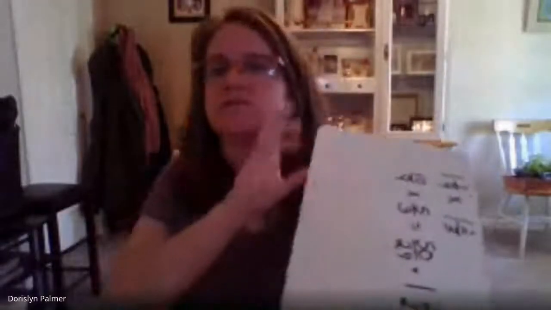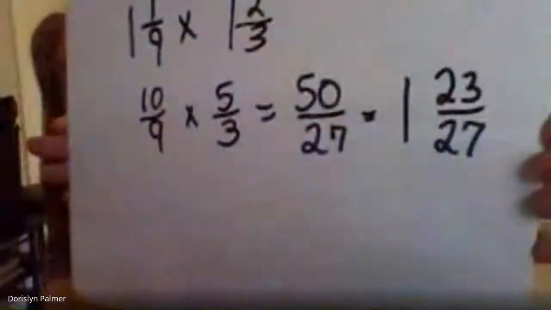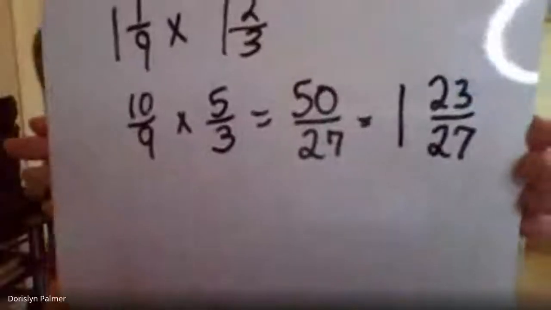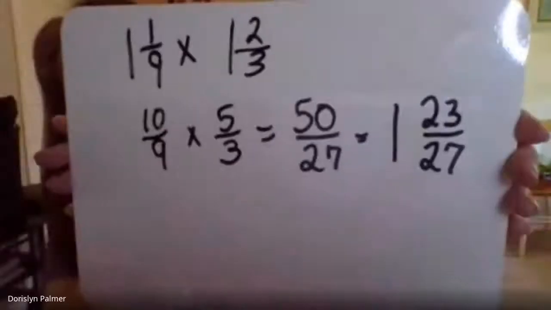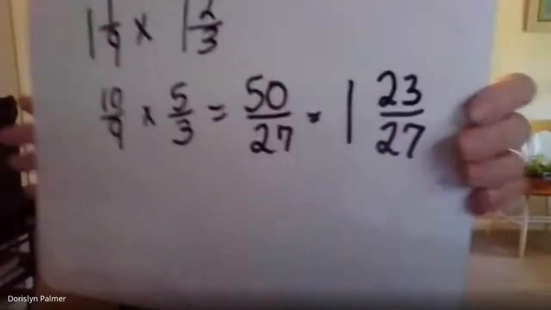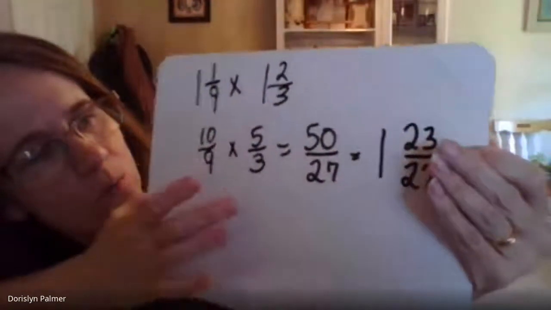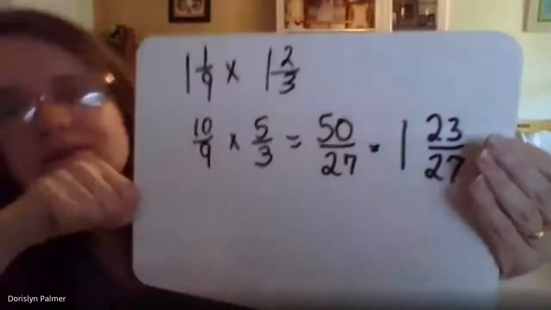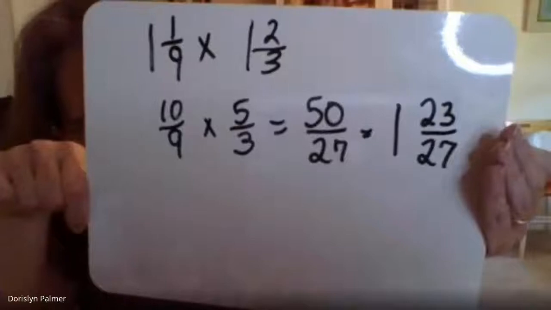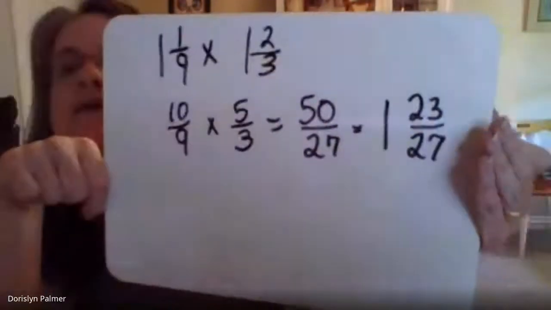Okay. Are you ready for the answer? I'm going to hold it up, see if it's what you got. 1 23/27. Yay. I'm seeing some cheers. Yay. Okay. I'm going to hold it up just so you can check your work if you didn't get it. 1 1/9 changes to 10 ninths. 1 2/3 is 5/3. Multiply straight across. 50 over 27. And then 27 goes into 50 once with 23 left over.